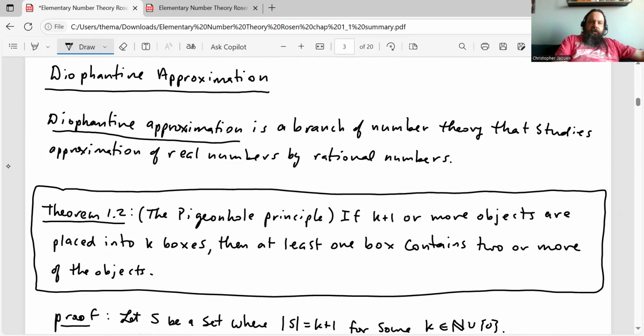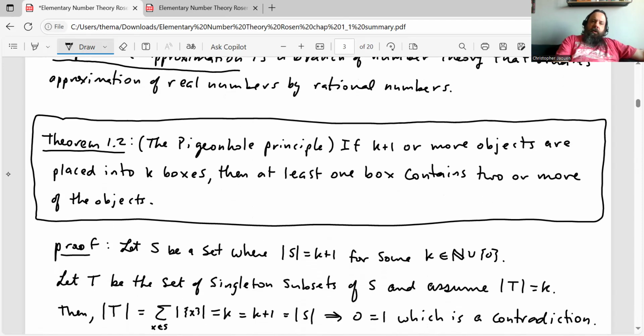Okay, then we get to Diophantine approximation, which is an interesting section. First, he explains what Diophantine approximation is. It's a branch of number theory that studies approximation of real numbers by rational numbers, and we're going to prove an important theorem in Diophantine approximation. But before that, we need to use theorem 1.2 as a lemma, which is the pigeonhole principle.